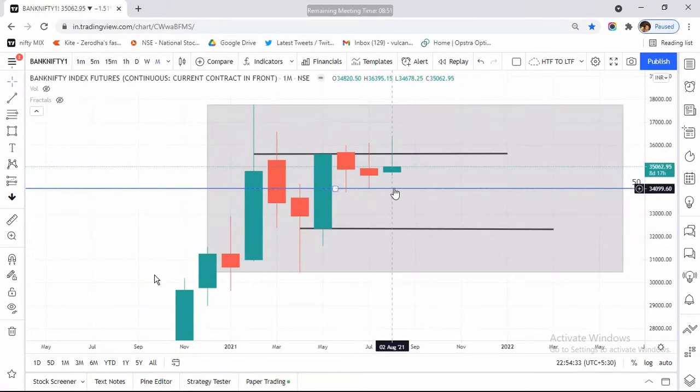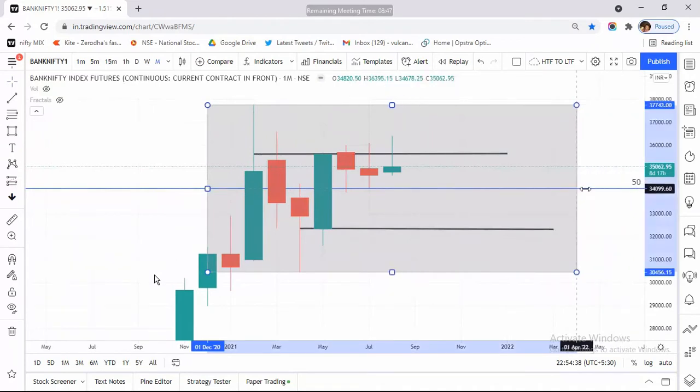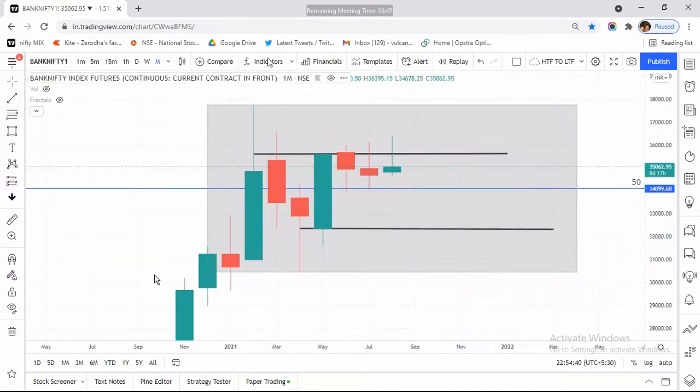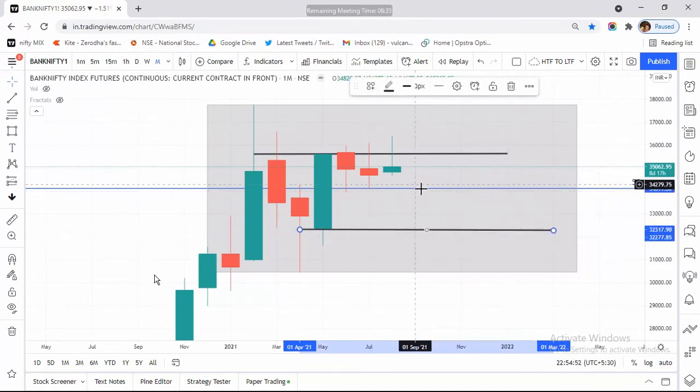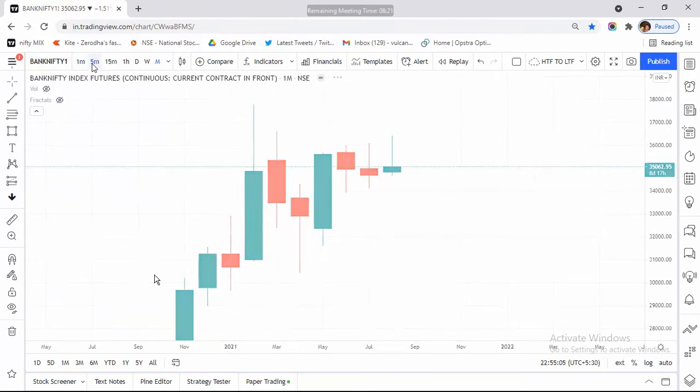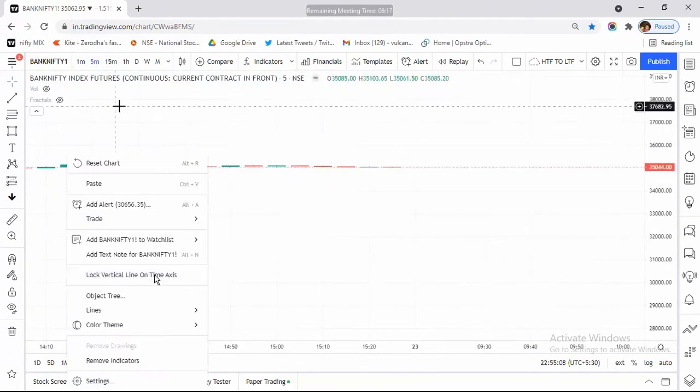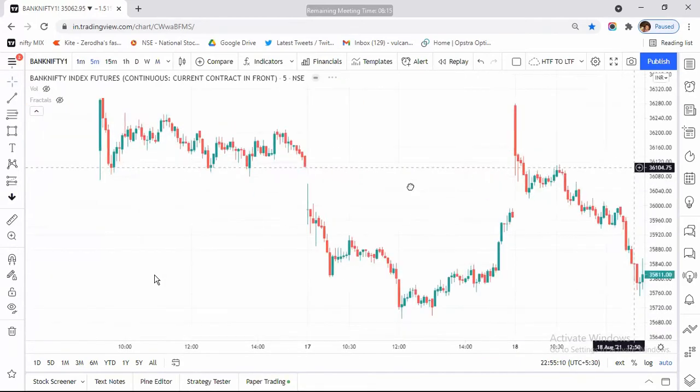If the market goes below this 50, what will it do? Dhanpal sir, are you there? Yes, sir, I am here. So it will hit 32,000. Yes, because when price goes below this 50 level, there is a possibility that it will target this liquidity. Price always targets the liquidity. So I hope I can teach you in this 5-minute chart how price behaves.